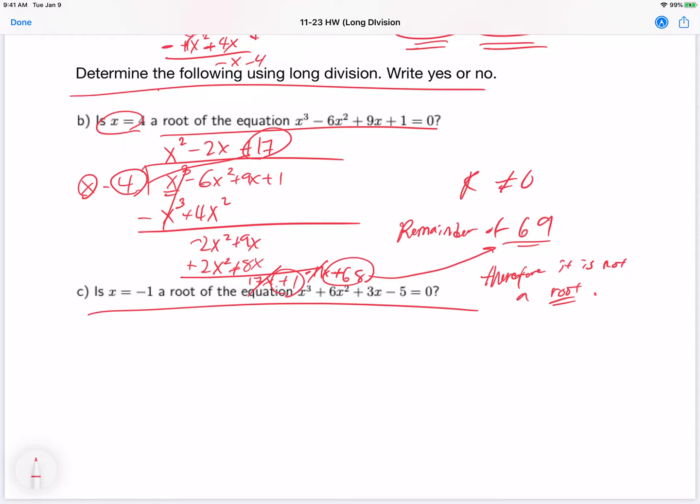All right, so for the next question, is x equals negative 1 a root of this equation, x cubed plus 6x squared plus 3x minus 5? And we're going to divide by x plus 1 here.